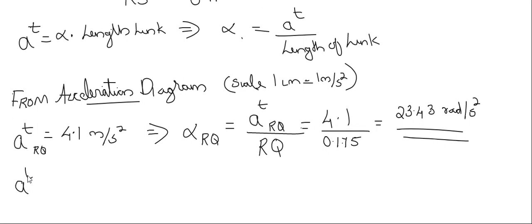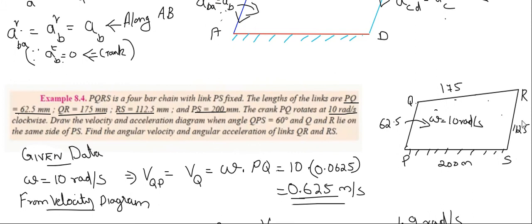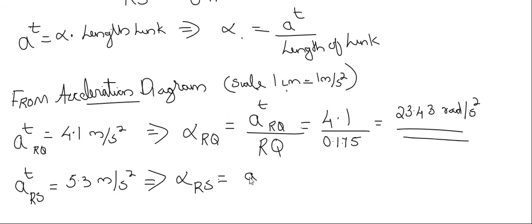Now the other link. So RQ is the angular acceleration of this coupler link. Now we need to find the angular acceleration of the driver link RS. So the tangential component of RS from the acceleration diagram, we will get it as 5.3 centimeter. According to the scaling, 1 centimeter is equal to 1 meter per second square, so 5.3 meter per second square. And from that we will get alpha RS as tangential component of RS divided by length of the link RS.